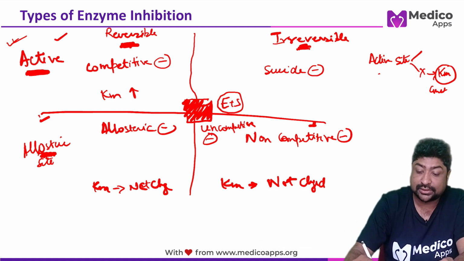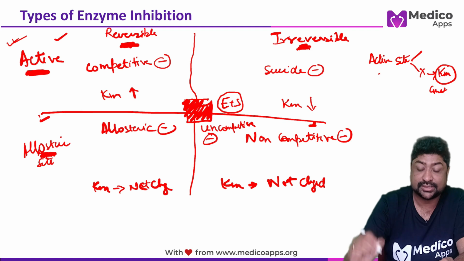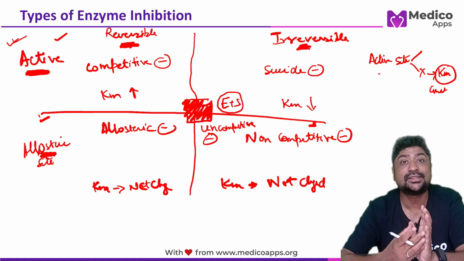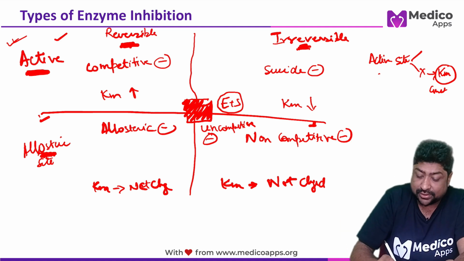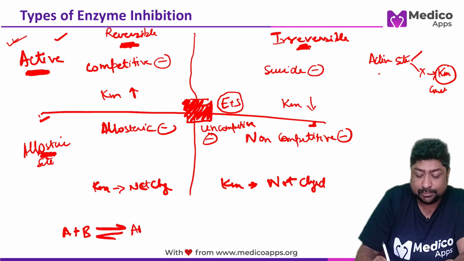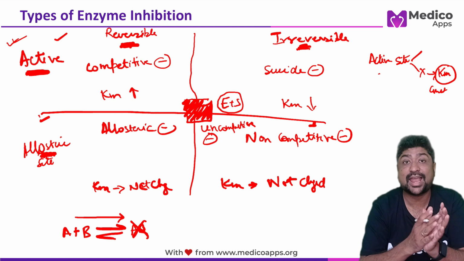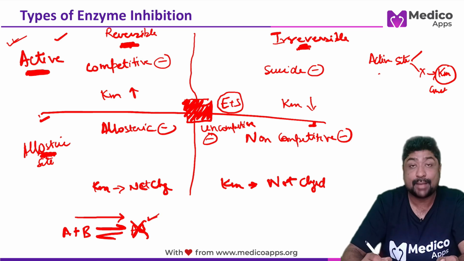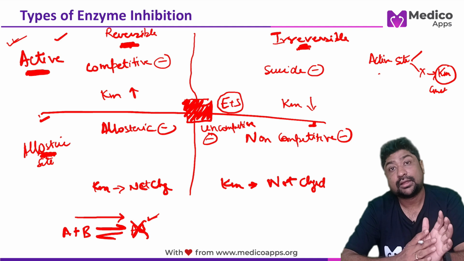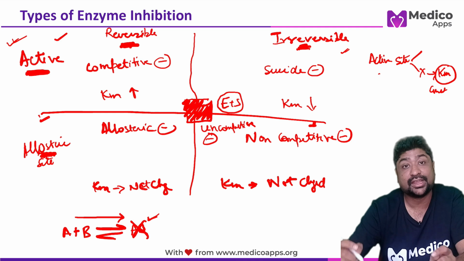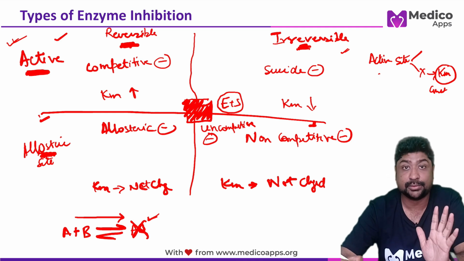And in suicide inhibition, the Km value will be decreased, which means that the enzyme and substrate affinity is increasing. Why? Because in any reversible reaction, if you see A plus B, let's say, forming AB, if this is being inhibited, the reaction will move in the forward direction, which means the reaction will increase. So here the inhibition is happening, but the reaction will move in the forward direction, and that is why the Km value is decreased in suicide inhibition.